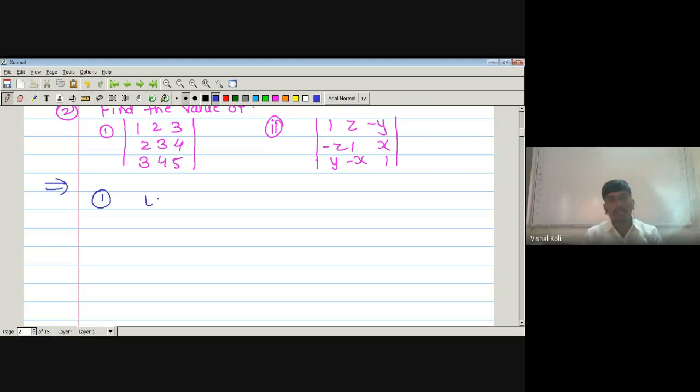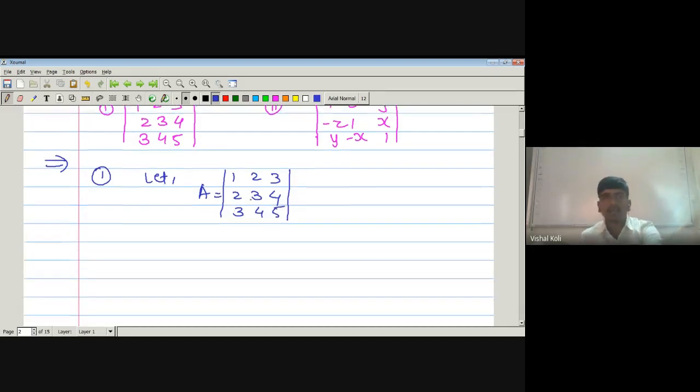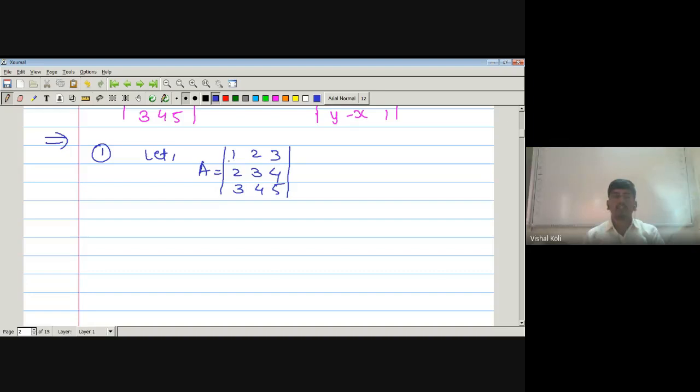Let A be equal to the determinant of this one, 1 2 3, 2 3 4, 3 4 5, and we know how to find the determinant of A, a determinant of order 3. We have to choose first any row or column. So here we will choose the first row, then it is nothing but 1 into its cofactor. Its cofactor is nothing but 3 4, 4 5, that is its minor, and it is minus 1 to the power 1 plus 1, since it is present in first row and first column.